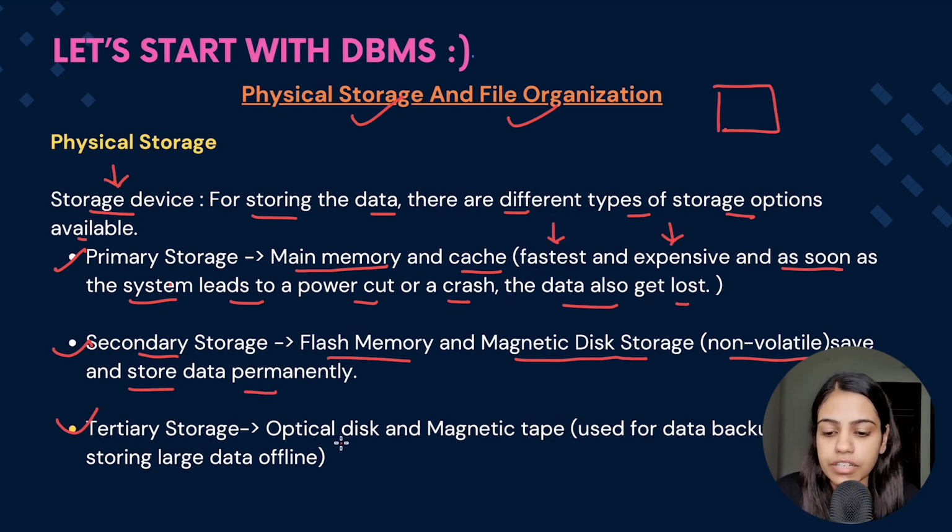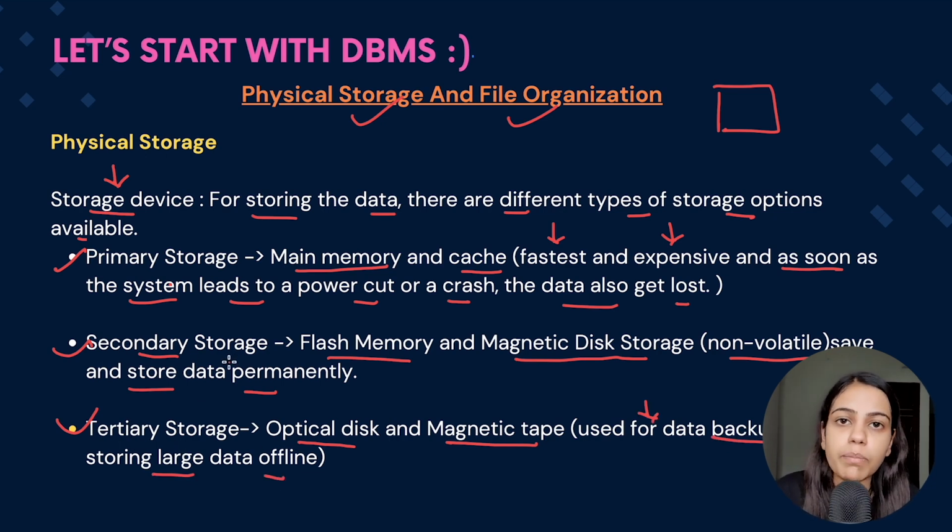Now coming to the tertiary storage, it basically involves optical disk and magnetic tape. It is used for data backup and storing large data offline. So whenever you want to store large data, you use this tertiary storage. Whenever you want to store the data permanently, you use the non-volatile, or you can say secondary, storage. And whenever you want to store data for some duration, you can use the primary storage. Although primary storage is the fastest, it is also expensive.